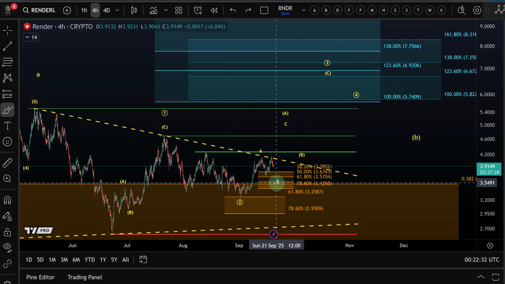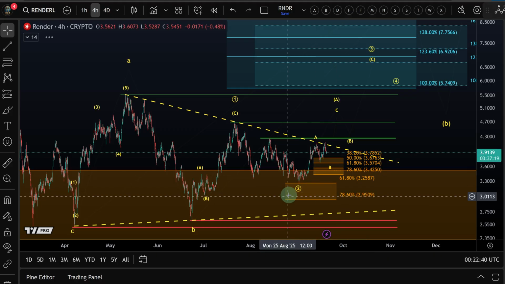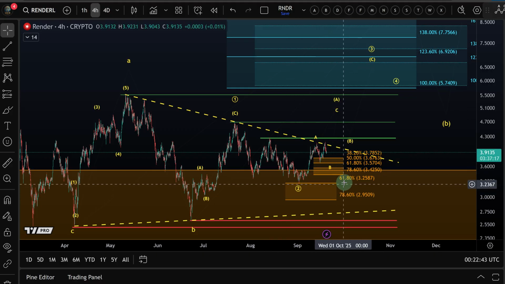For now, I treat this simply as a breakout preparation phase here, but below $3.42, we're falling back into the larger triangle. At the moment, we could be preparing for a breakout. Below $3.42, I will assume it is a failure. So those are the parameters we're watching for at the moment.